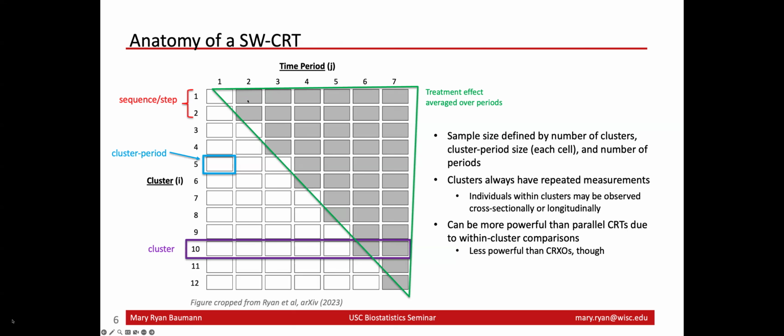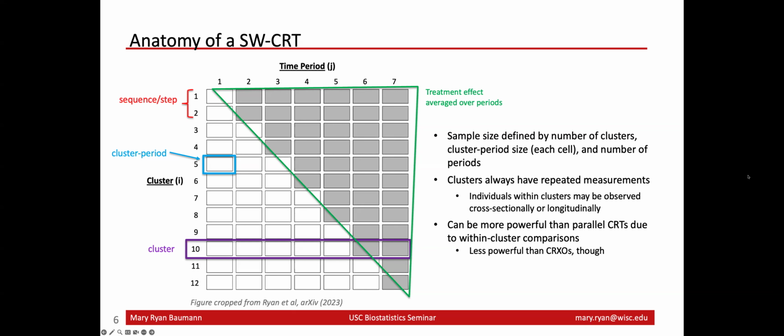And then ultimately our average treatment effect, or our main treatment effect, is going to be the treatment effect that is averaged across all of these periods, at the most simple sense. Now, in these types of studies, sample size is not just defined by the number of clusters and the size of each of those clusters, but by the number of clusters, what we call the cluster period size, so how many individuals we are seeing in a cluster at a particular time period, as well as the number of time periods we're observing over the course of the trial.